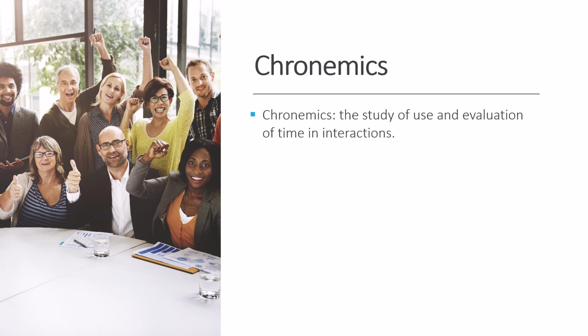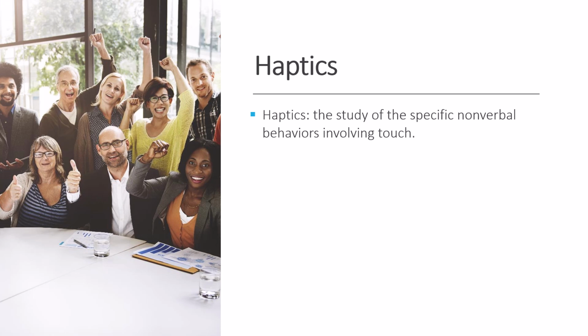Chronemics are the study and use and evaluation of time within interactions. Is it a long, drawn-out interaction, or was it a quick 5-10 second conversation-like interaction? Haptics are the final thing we're going to talk about in this section. Haptics is the study of nonverbal behaviors that involve touching and feeling. That's what we're talking about when it comes to haptics.